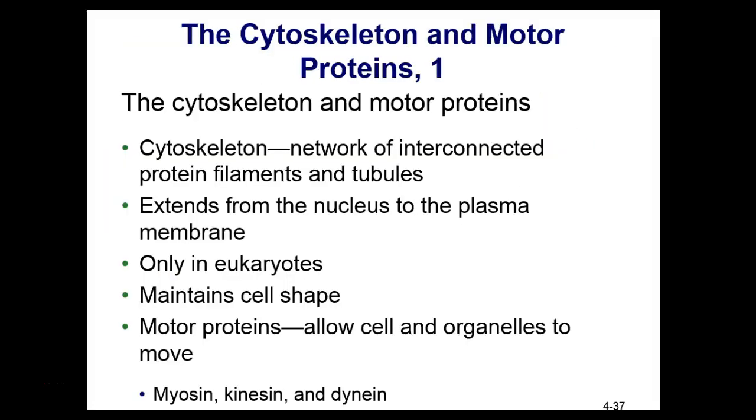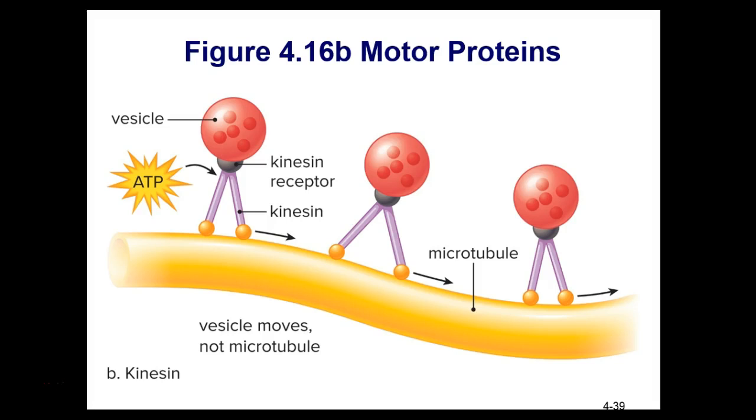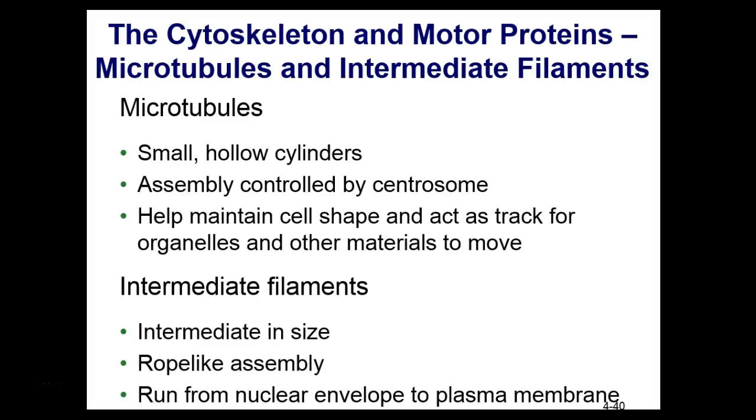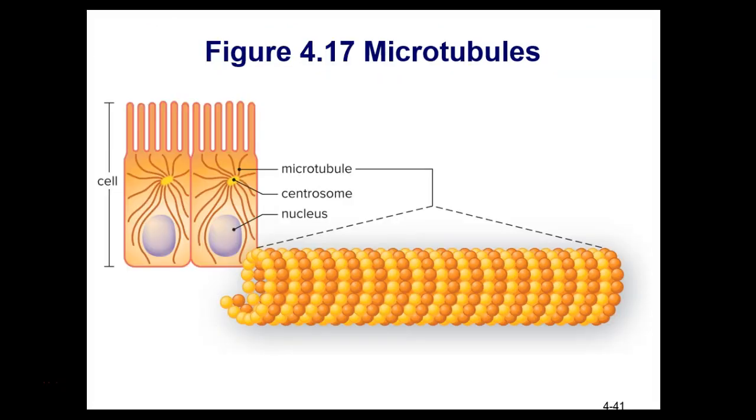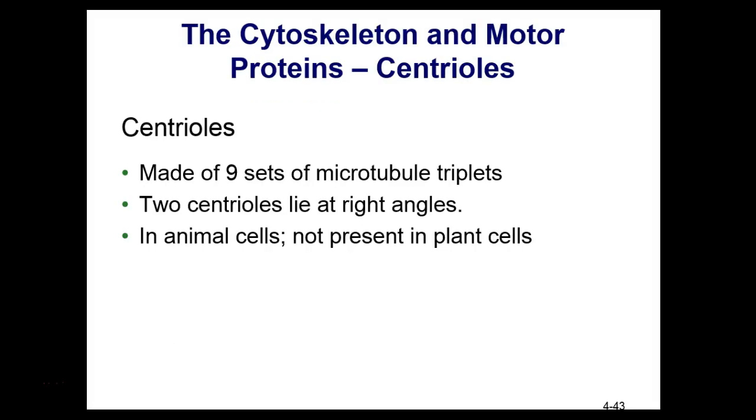The cytoskeleton, there are 3 parts responsible for maintaining the shape of your cell. And here are the 3 parts. You have your microtubules, your intermediate filaments, and you have actin filaments as well. Centrioles. Centrioles are only found in animal cells. They're not found in plant cells.